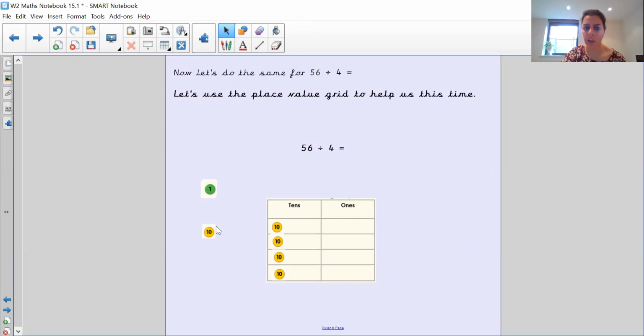Okay, I'm going to turn that into 10 1s instead. So I don't need that 10 anymore. I'm going to turn it into 10 1s and share my 1s. So I've got 10 1s. I'm going to delete that one.